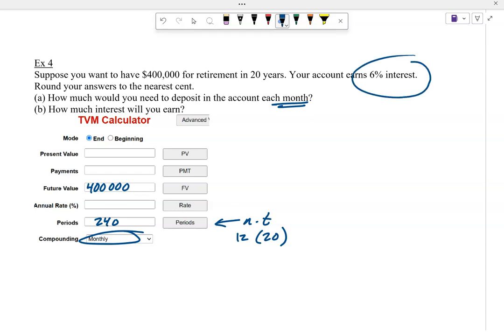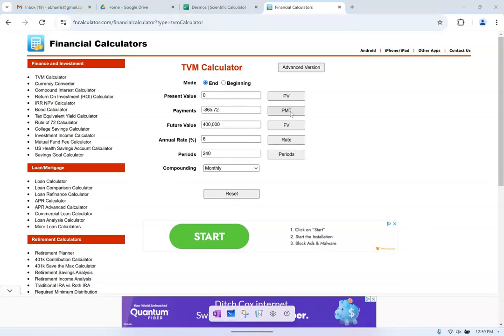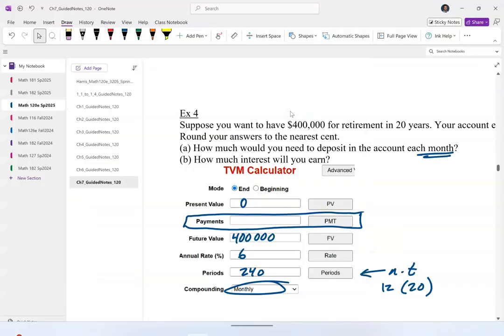This time I'm only getting 6% interest. Maybe I have some crappy investment like bonds or some garbage. Don't do that. Just kidding. Don't listen to me. 6%, right? You want to hopefully do better than that in your retirement account. We're always going to assume we're starting out with nothing with these annuities. But let's figure out what our payment would be. All right, I put my numbers in. I click that payment. It's costing me, thus the negative there, $865.72 per month. Let's go ahead and write that down on our notes here.